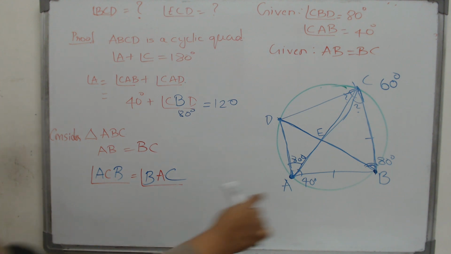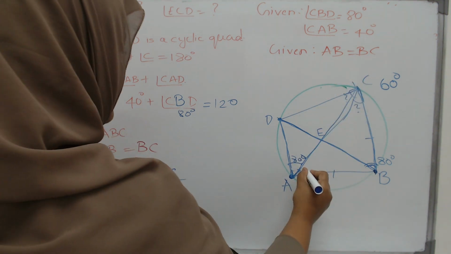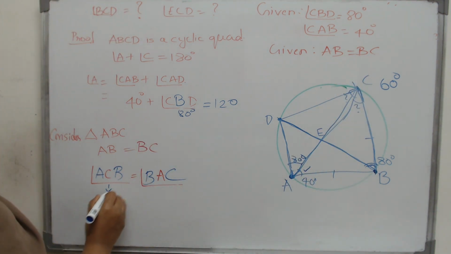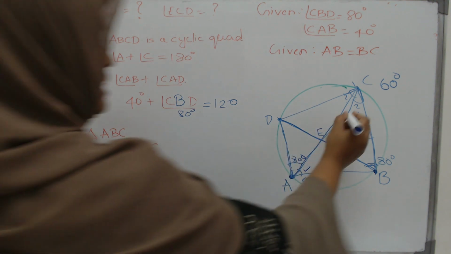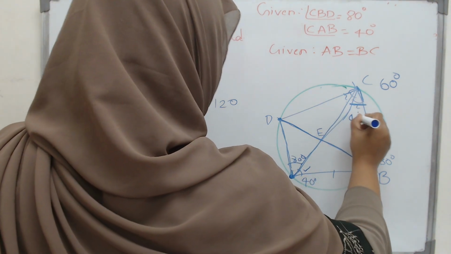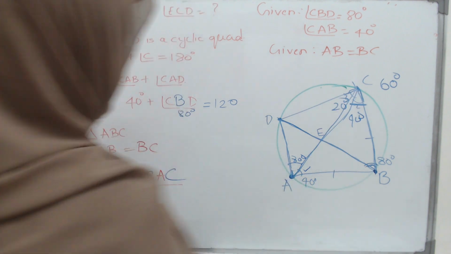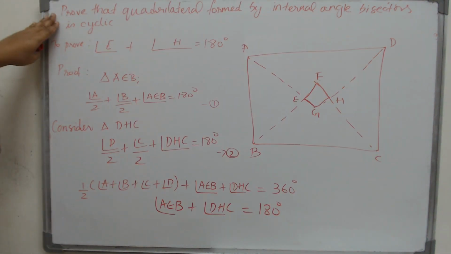But then what is BAC? It is given as 40. That means this is also 40. So there you have, this is 40. And that means this is 20. This is your answer.